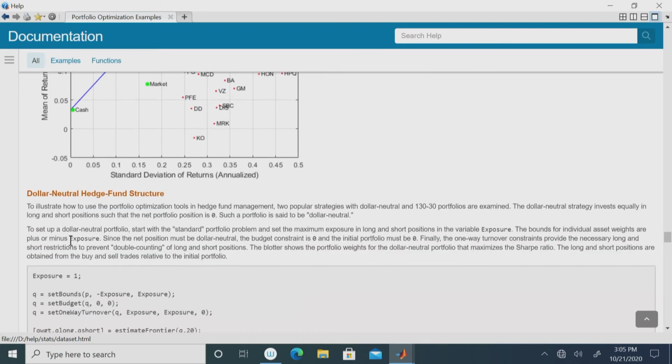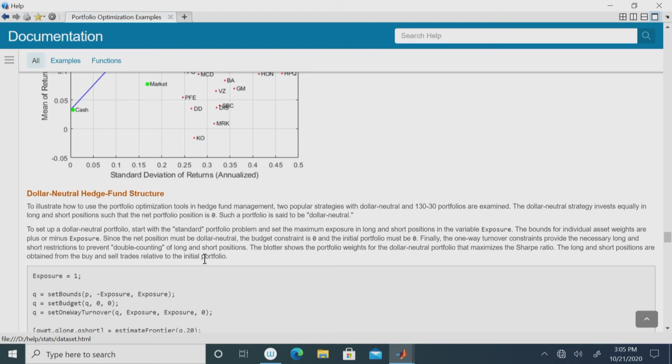So, the dollar neutral strategy, as the name suggests, involves some sort of neutrality. More specifically, this means that the dollar neutral strategy is the one where one invests equally in long and short positions such that the net portfolio position is 0.